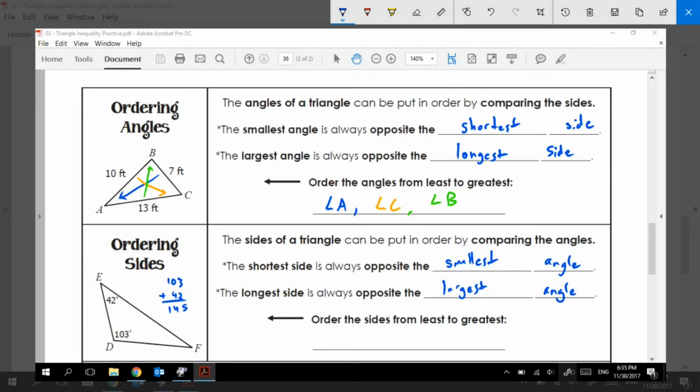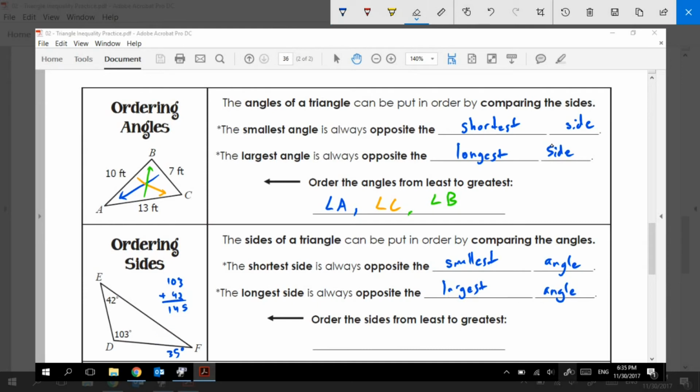The total in the triangle needs to be 180. So F right here is gonna be 180 minus 145. That is 35 degrees. All right, cool. So angle EFD is 35 degrees.